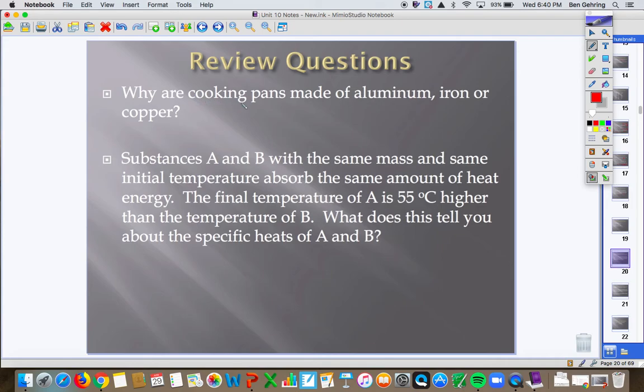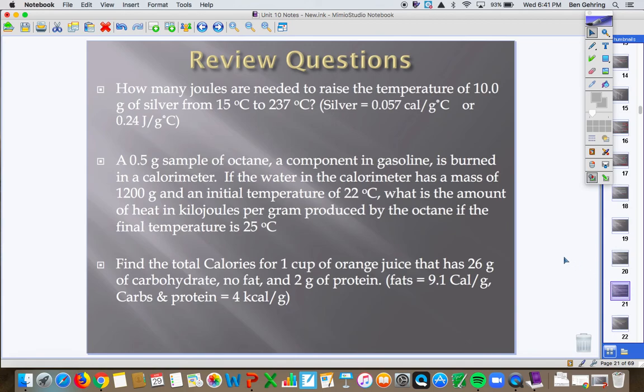So I want to know why cooking pans are made of aluminum, iron, or copper, as opposed to other substances. Substances A and B with the same mass and initial temperature absorb the same amount of heat energy. The final temperature of A is 55 degrees Celsius higher than that of B. What does this tell you about the specific heats of A and B? And then you have one more set of questions, which are your energy calculations. So work through these 3 questions.